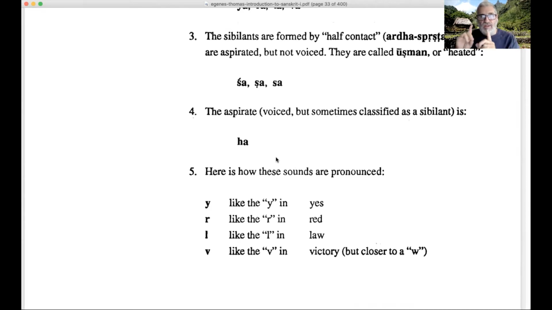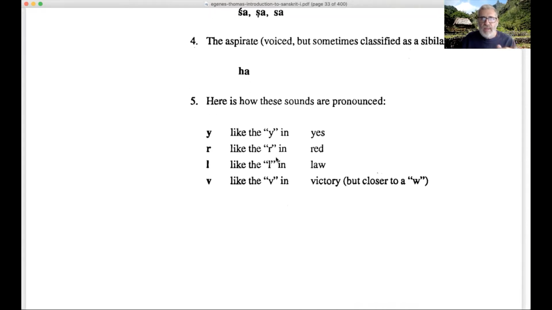We have not actually talked too much about Anuswara and Visarga. We'll talk about that some other time. Here is how these sounds are pronounced. Ya like the Y in yes, Ra like the R in red, La like the L in law, Va like the V in victory, but closer to W.